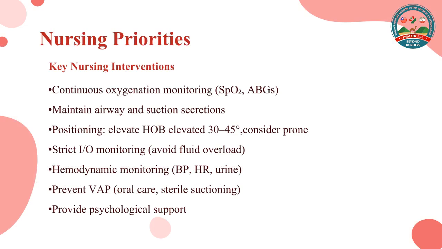Now let's look at the key nursing priorities when caring for a patient with ARDS. First, continuous oxygenation monitoring is essential. We watch SpO2 trends and use ABGs to confirm how well the patient is oxygenating. Next, we must maintain a clear airway. These patients often have thick secretions, so regular suctioning is important to keep the airway open.